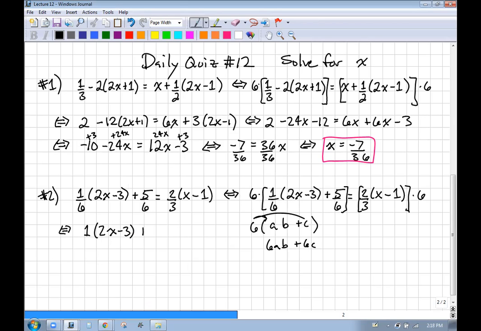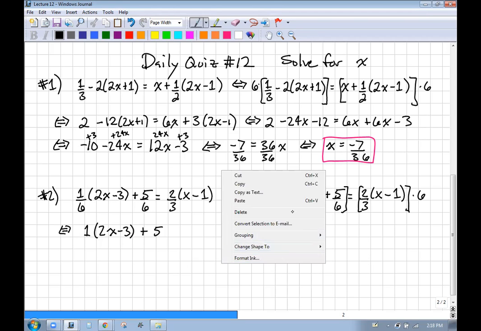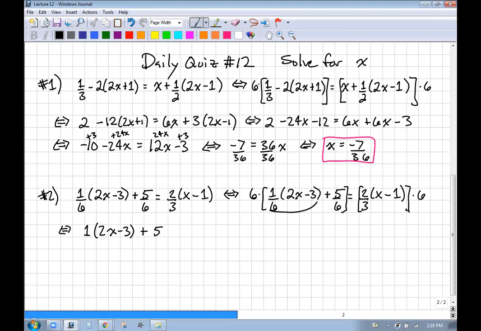Okay, and then we have 6 times 5/6 is 5. Okay, that's how that works. This is a thing. This is a thing, right? And there's a plus between them. It's 6 times this thing and 6 times that thing. And basically here the 1/6 absorbs that 6 and just turns it into a 1. And then here the 6 times the 5/6 just leaves us with a 5.